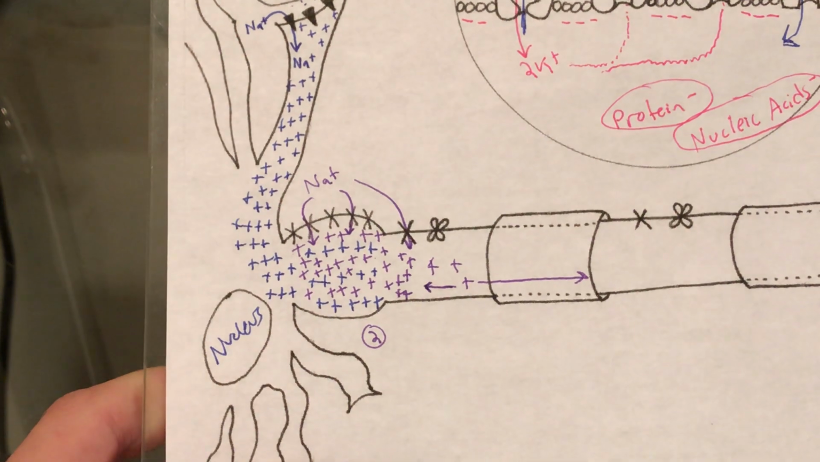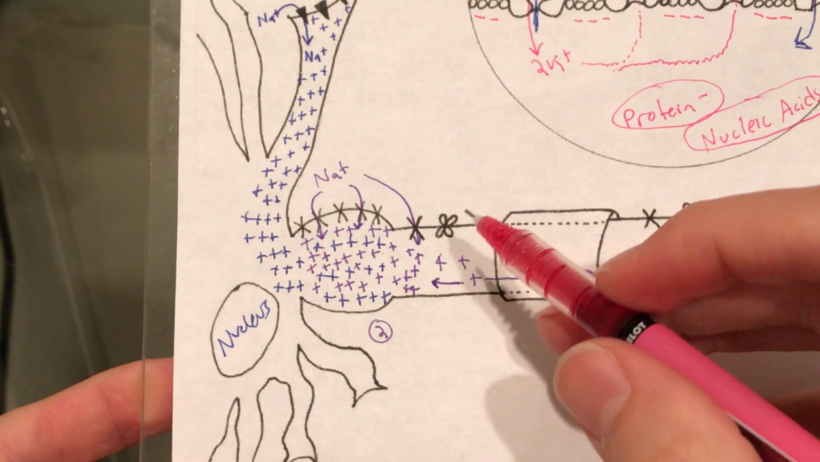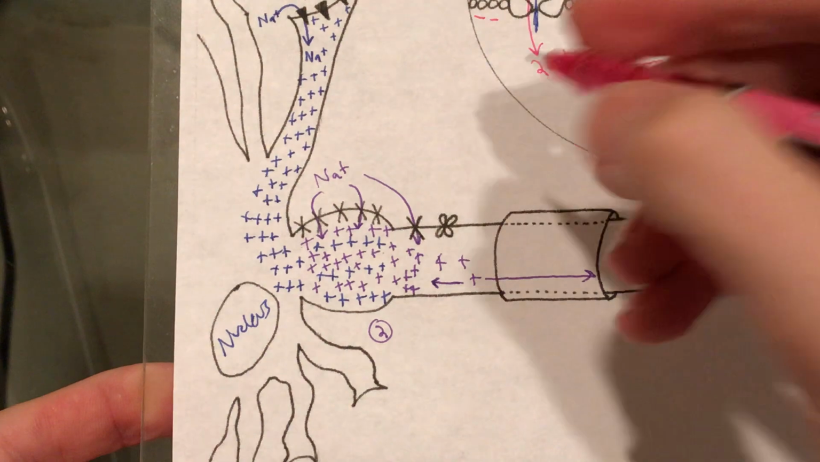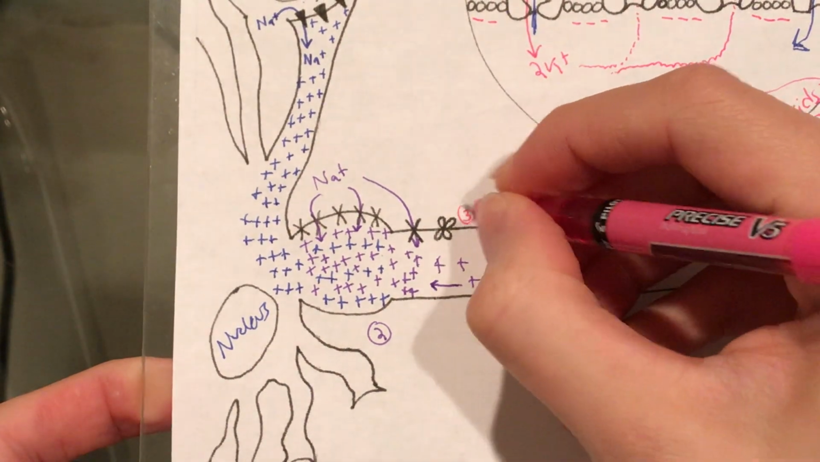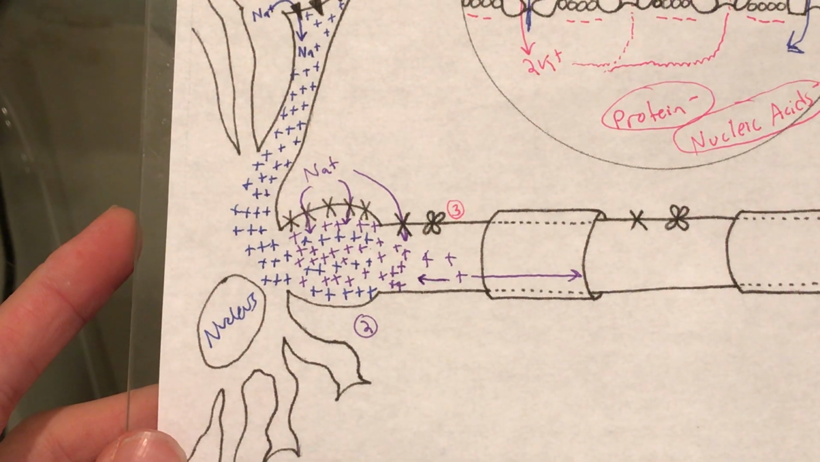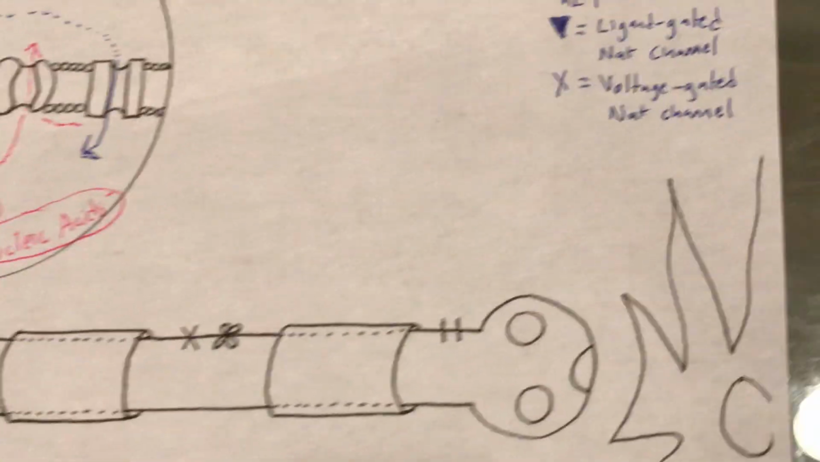Now, this is when it gets interesting, I think. So, step 3, I'm going to take my pink pen here because it's going to have to do with potassium ions. Step 3 is going to be regarding this channel. So let's put a number 3 around here. That channel is a voltage-gated potassium channel. So let's add that to our key.